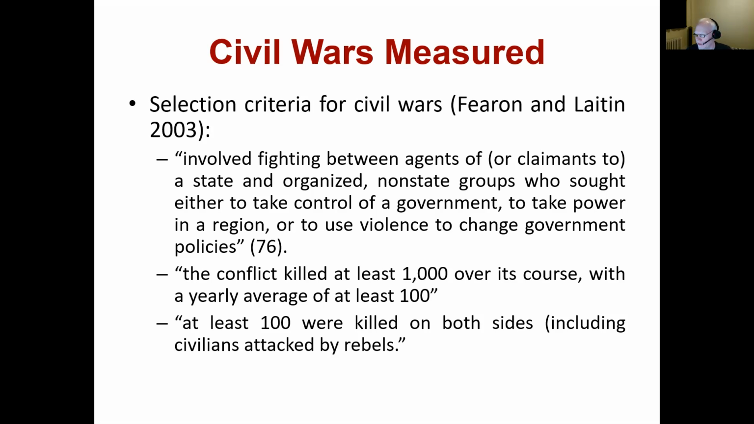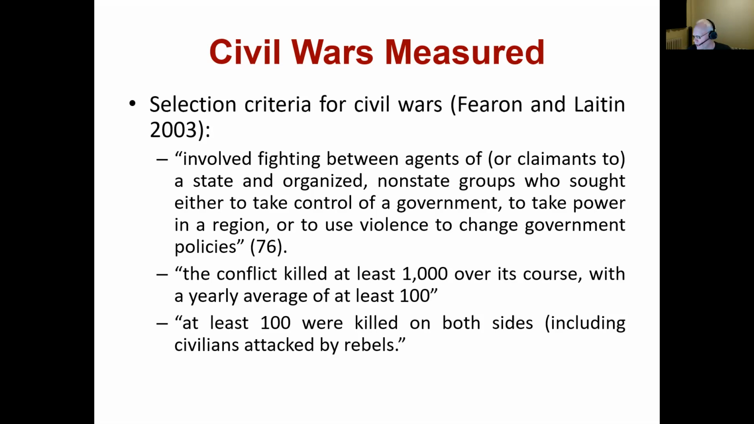The conflict must kill at least 1,000 over its course with a yearly average of at least 100. So this is similar to the 1,000 battle deaths requirement that we saw when we were defining interstate war.